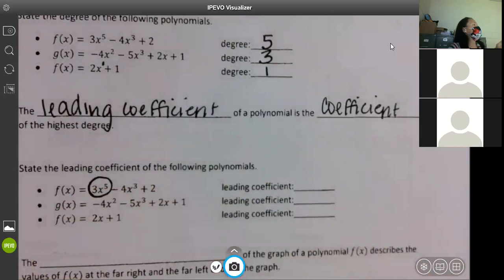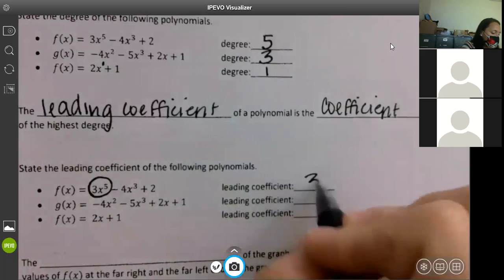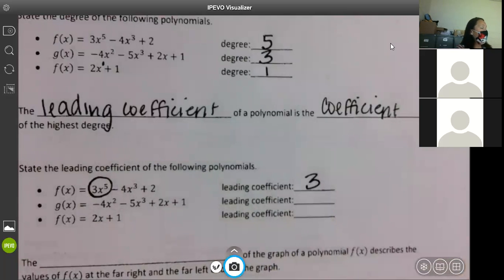The leading coefficient is the number in front of that x to the 5th. So what's the number in front of x to the 5th? 3. That's your leading coefficient. That's all you do. So find the highest power and then choose the number in front of it.